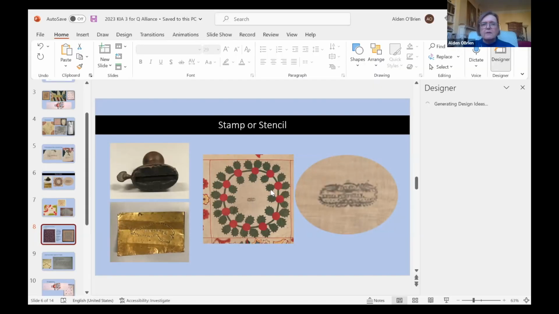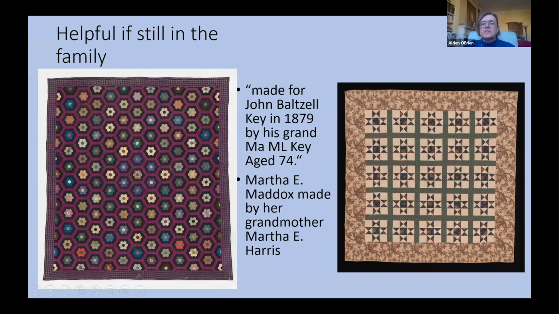I have an example of a couple of things. I'm going to share my screen again. These two have labels on the back which say made for blah blah in 1879 by his grandma, age 74. Well, that's great, but fortunately these came down in the family, so I know who M.L. Key was, and I know that she was from the Eastern Shore of Maryland. If I hadn't known that, this hexagon quilt gives me no regional clues whatsoever. So how would I have found who that was?